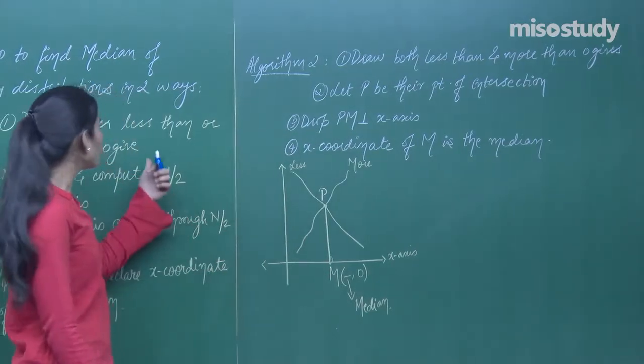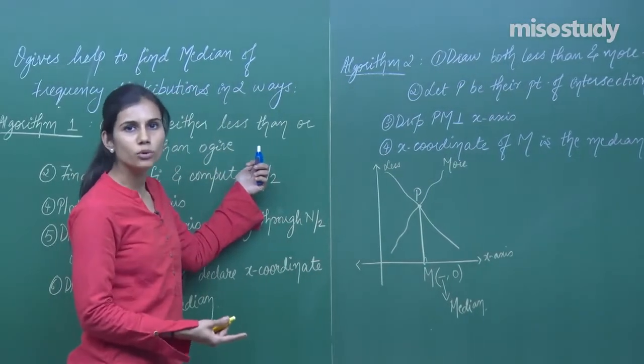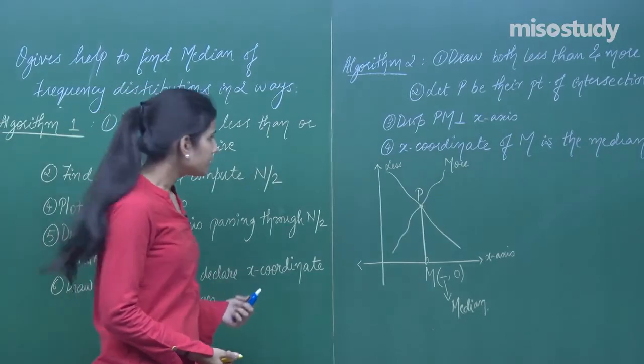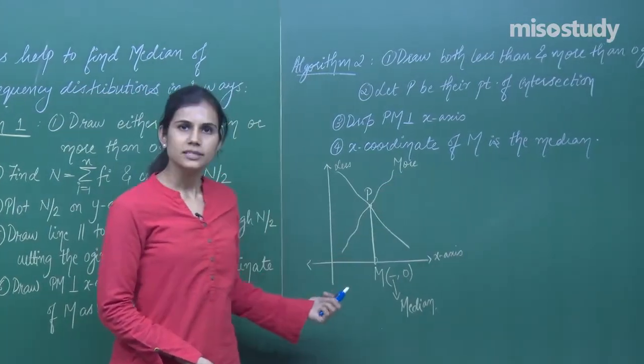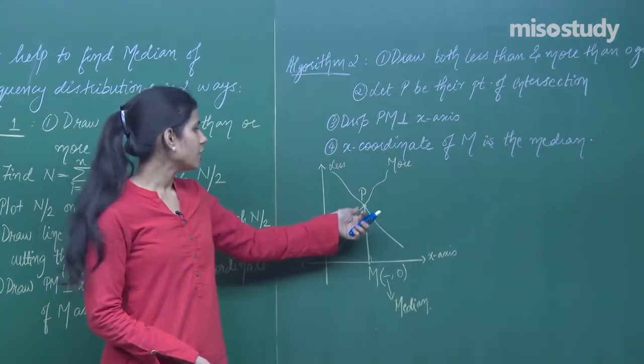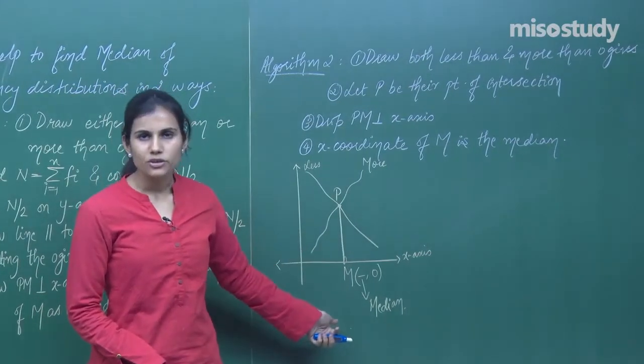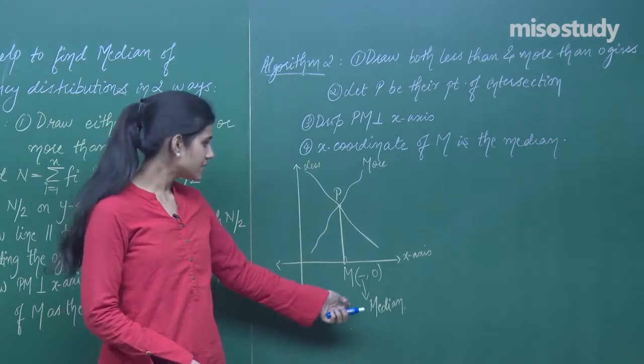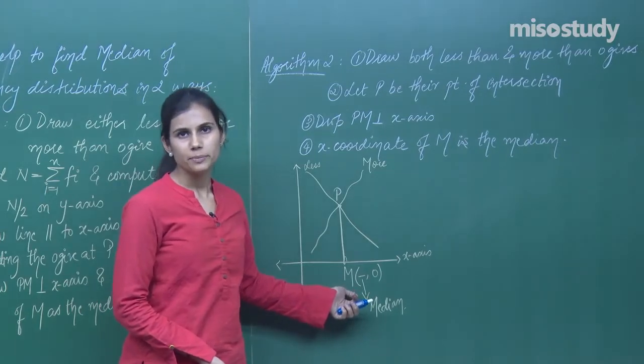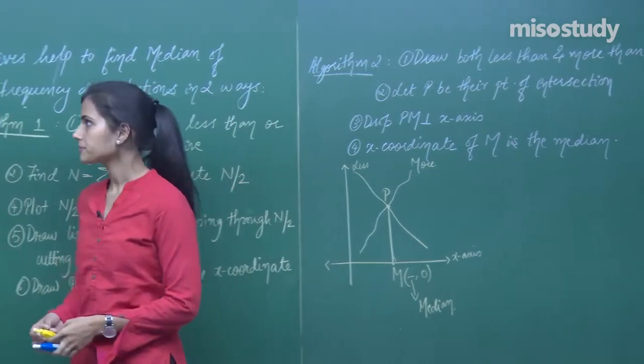One is by drawing only one ogive, either less than or more than, and following these steps. Another is drawing both the ogives simultaneously on one axis, finding that point of intersection, dropping a perpendicular from that point of intersection on the x-axis, and declaring the x-coordinate of the foot of that perpendicular as the median.